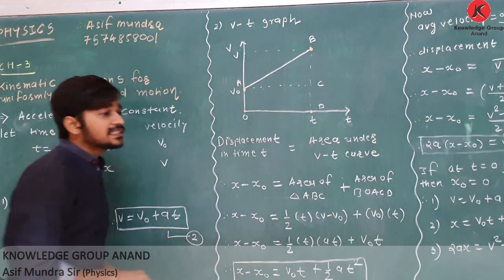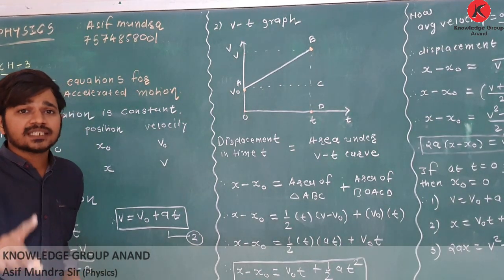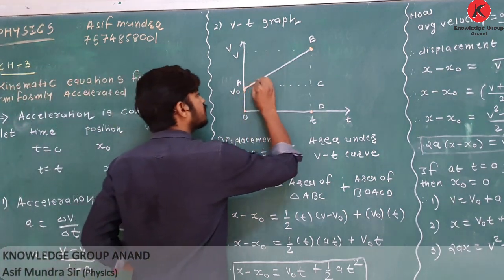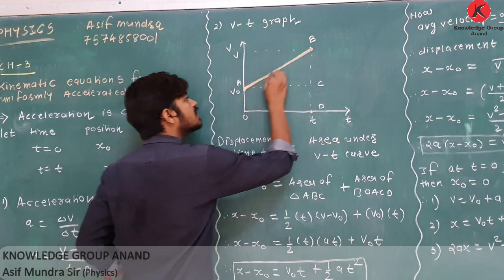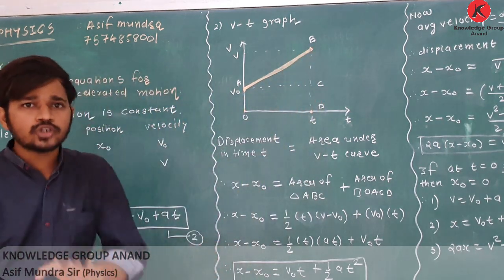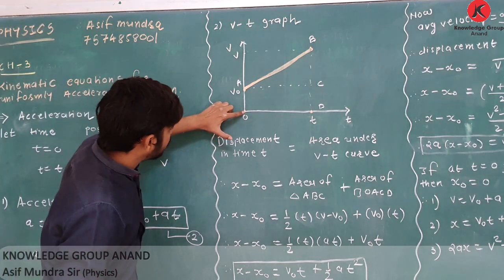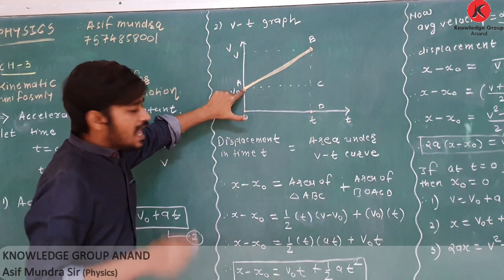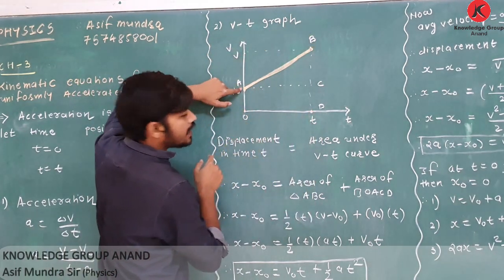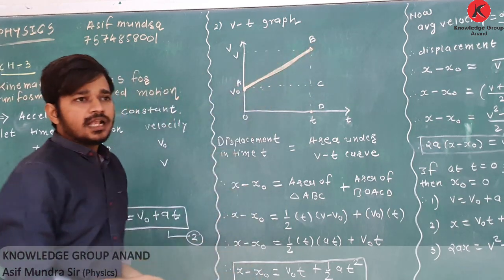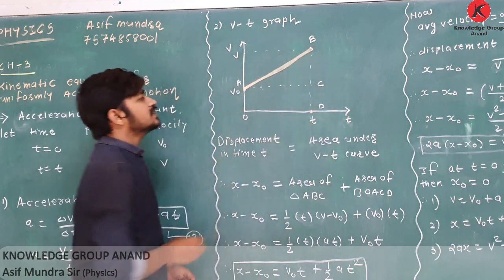As it is uniformly accelerated motion, the v-t graph is a straight line. Again, how to draw the graph? At time t equal to 0, velocity is v0. At time t equal to t, velocity is v. So this point A is initial and B is final. Uniformly accelerated motion means the v-t graph is a straight line. So this is the v-t graph.